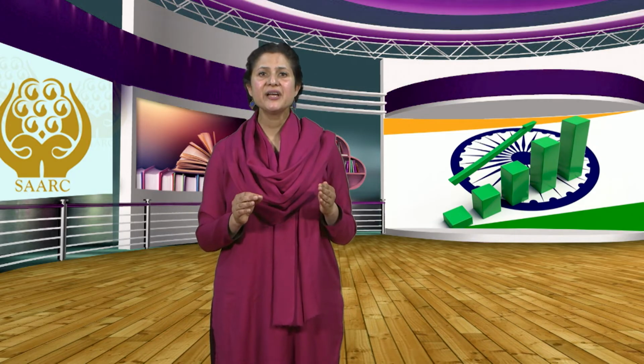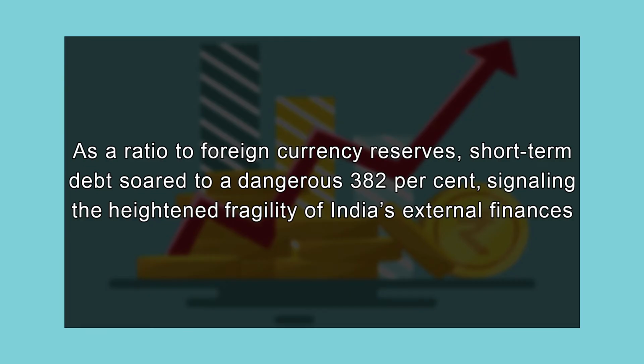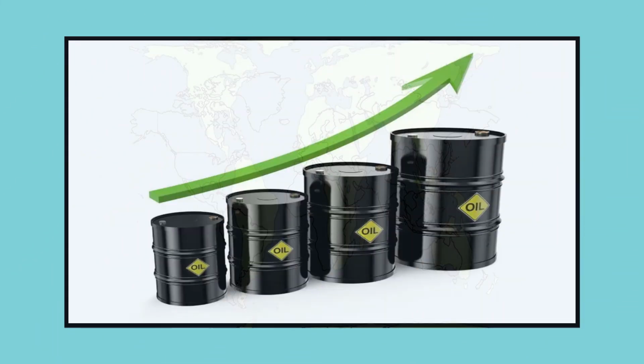The growing recourse to external borrowing in the second half of the 1980s had led to a substantial deterioration in India's external debt indicators. As a ratio to foreign currency reserves, short-term debt soared to a dangerous 382%, signaling the heightened fragility of India's external finances. The crisis was waiting to happen, and the trigger came in the form of the Gulf War of 1991, and the associated oil price hike tipped India's fragile external finances into a full-blown balance of payments crisis.